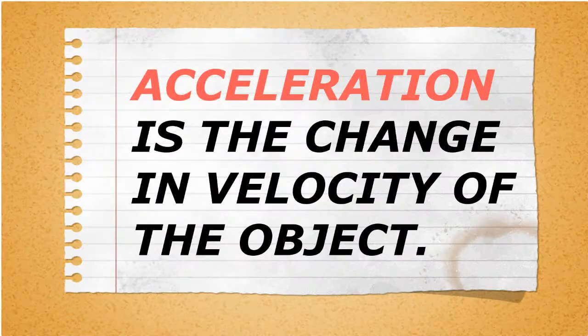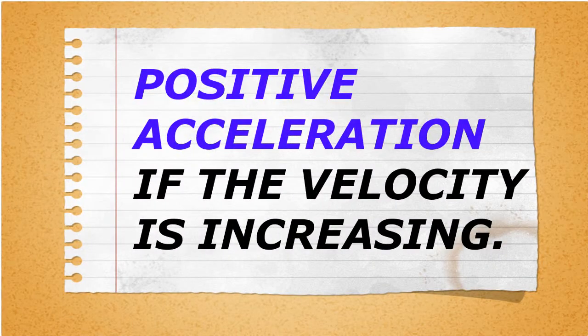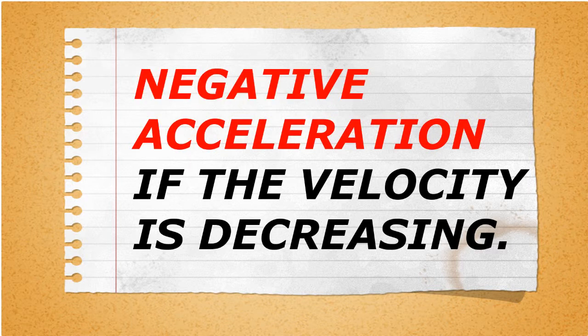What is acceleration? Acceleration occurs when the velocity of a body changes over time. There are two types of acceleration: positive and negative acceleration. Positive acceleration occurs when the velocity is increasing, while negative acceleration occurs when the velocity is decreasing. And the formula for getting the acceleration of a body is acceleration equals change in velocity over time.